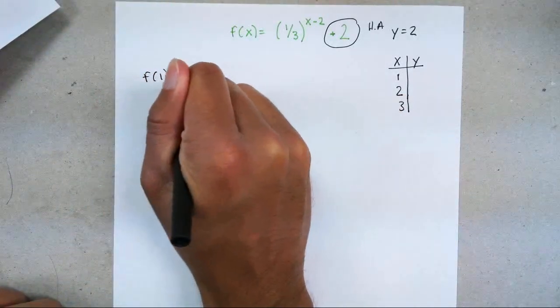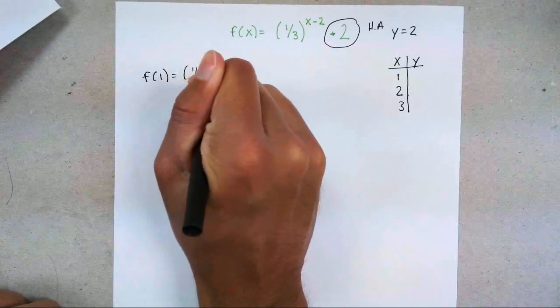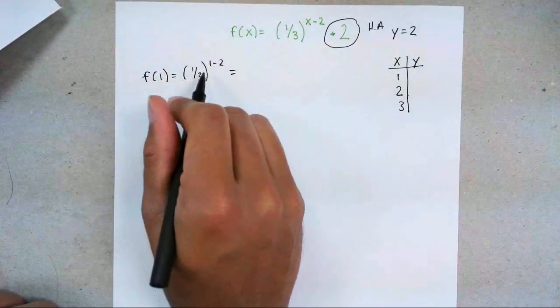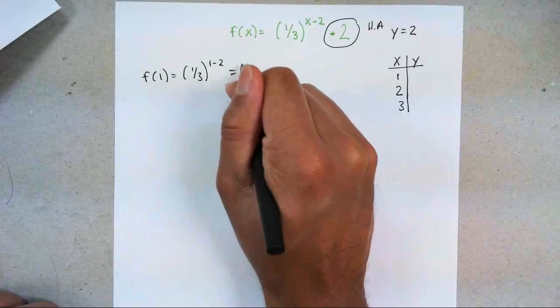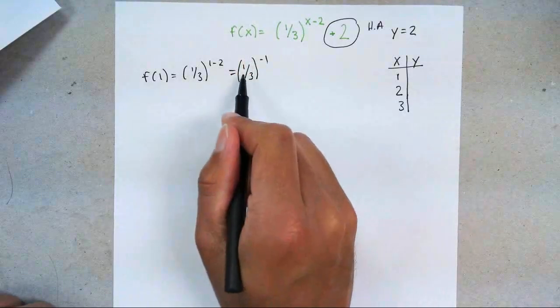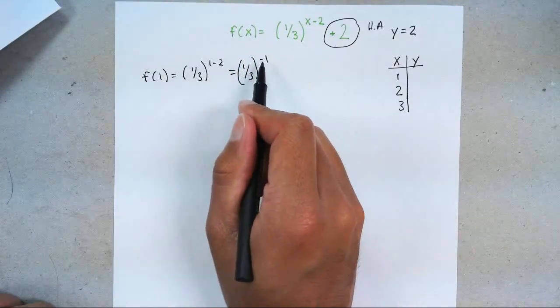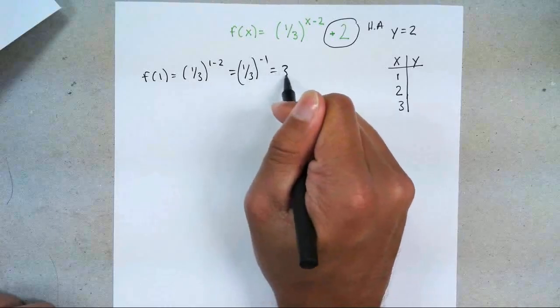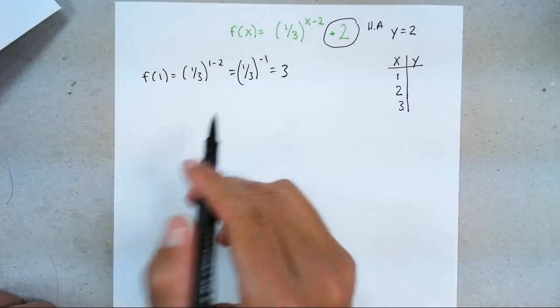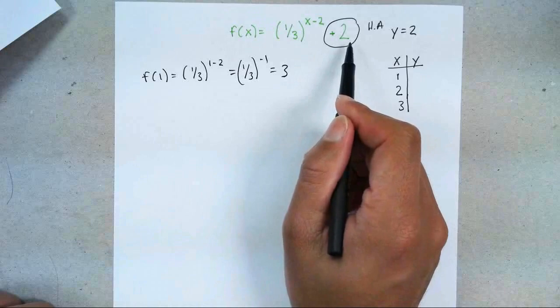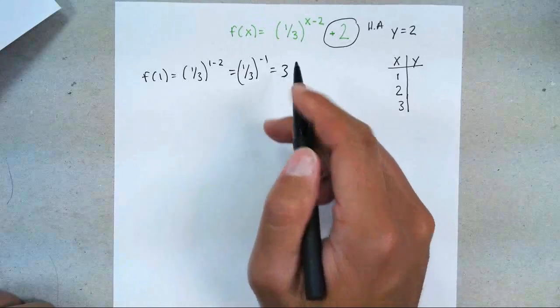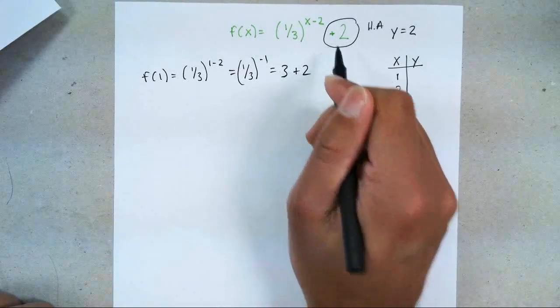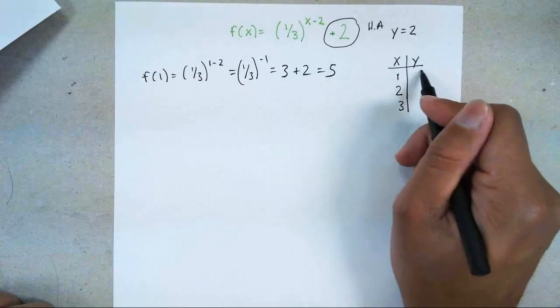f of 1 is going to be 1/3 to the 1 minus 2. 1/3 to the 1 minus 2 will just give you 1/3 to the negative 1. Now you have a fraction raised to a negative power, so what do you do to that? Flip it. Gives you 3. Now the one thing you can't forget to do is, you see how we circled that plus 2 because that's our HA? After you get these values, add a 2 to it because you can't forget about it. So this gives you 5.